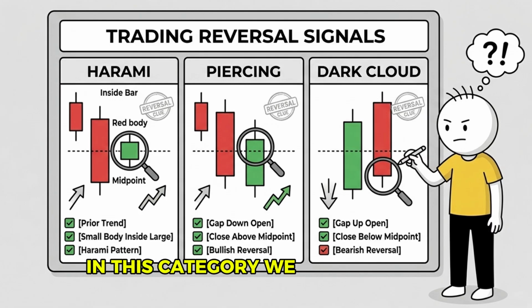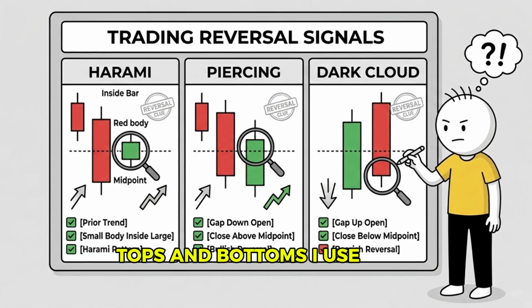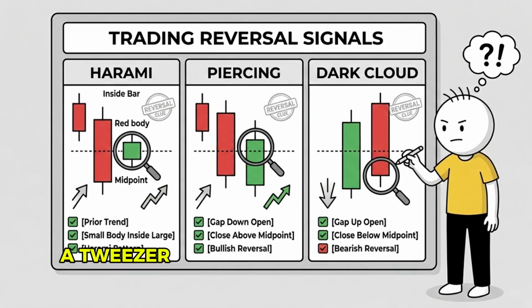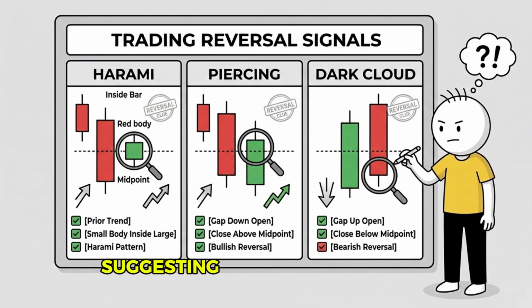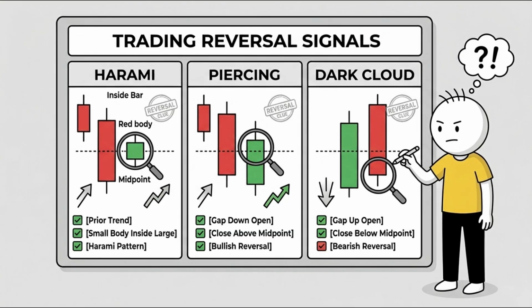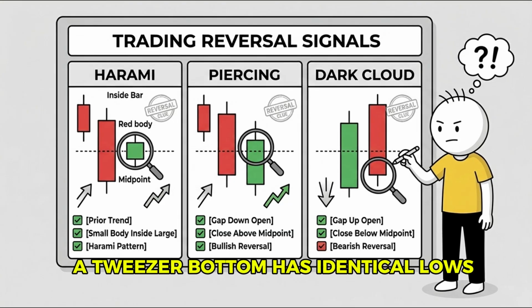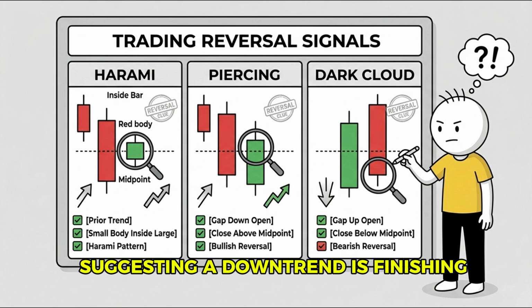Finally, in this category, we have tweezer tops and bottoms. I use these occasionally. A tweezer top consists of 2 or more candles with nearly identical highs, suggesting an uptrend is ending. A tweezer bottom has identical lows, suggesting a downtrend is finishing.